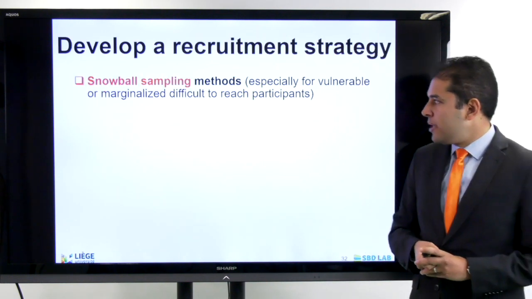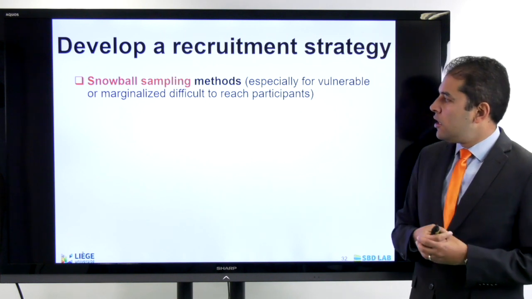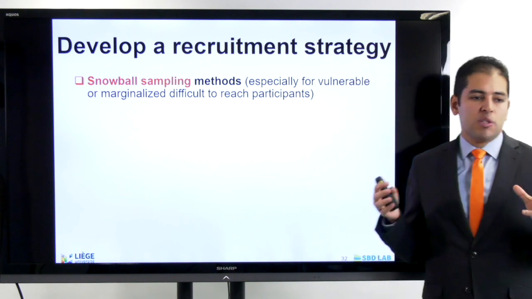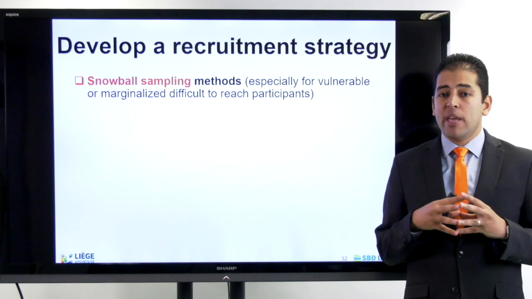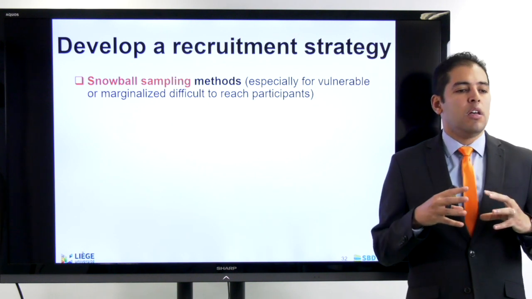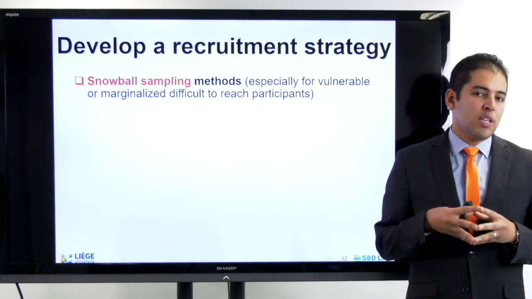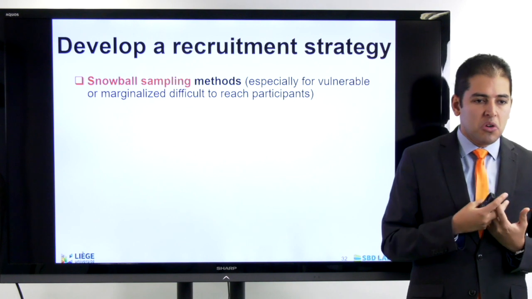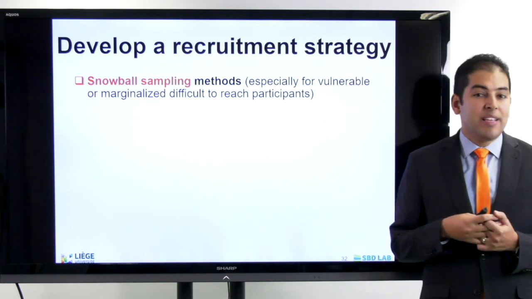Now, the snowball sampling method is especially for vulnerable or marginalized, difficult to reach participants. It's very important when you have a social phenomenon or a specific phenomenon and people are not allowed to talk, or they are associated with shame, guilt, security problems. In this sense, snowball sampling is the best, because if there are people who are victims in a certain context, this is the only way to make sure that you can create a sample that is relevant to your question.